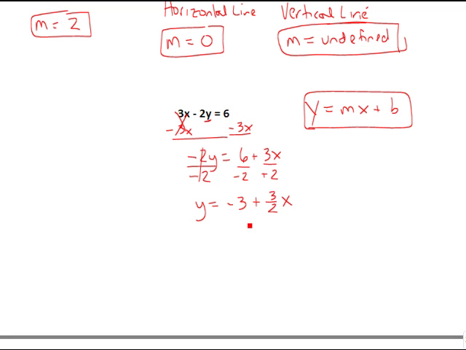Now we have this solved for y, so all we have to do to figure out what the slope is, that m, is find the coefficient of x. Remember, m, your slope, is the number in front of the x, so in this problem, that's this positive 3/2. Make sure you take the sign with it. So my slope is 3/2.